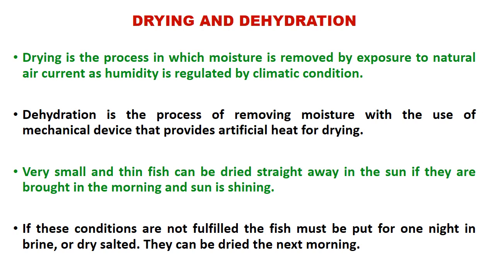Very small and thin fish can be dried straight away in the sun if they are brought in the morning and the sun is shining. So small and thin fish can straight away be put for drying in the sun. If these conditions are not fulfilled, the fish must be put for one night in brine or dry salted, and they can be dried the next morning. If the fish is reaching late, we should apply salt, either dry salt or in solution, and the next day it can be put for drying.